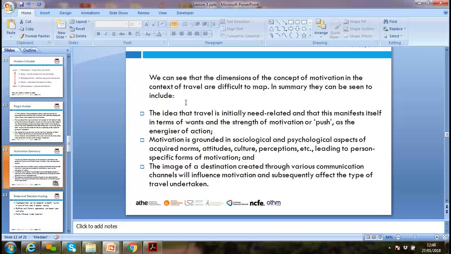In summary, they can be seen to include the idea that travel initially needs to be related to the self, in terms of wants and needs. Like we discussed wants and needs in the beginning, as a marketer we need to fulfill and satisfy consumer needs and wants. The strength of the motivation is the push. Yes, what is the push and pull model?